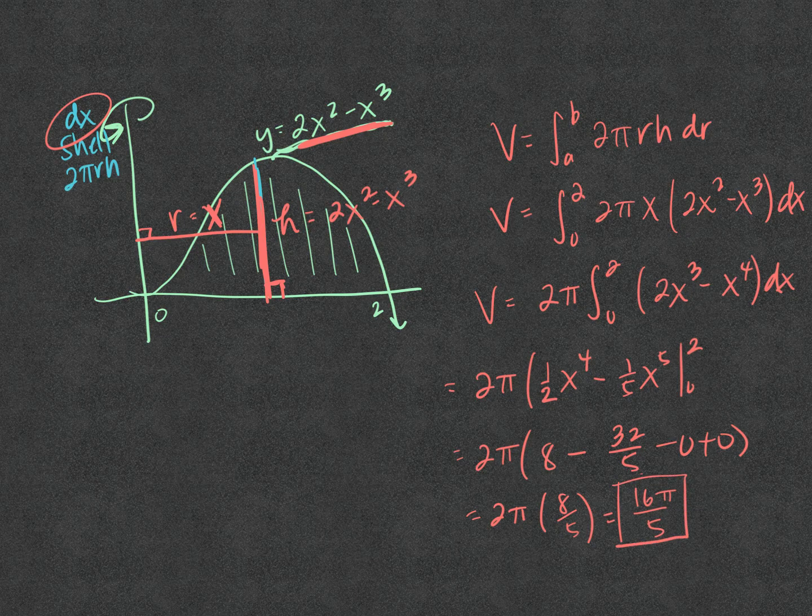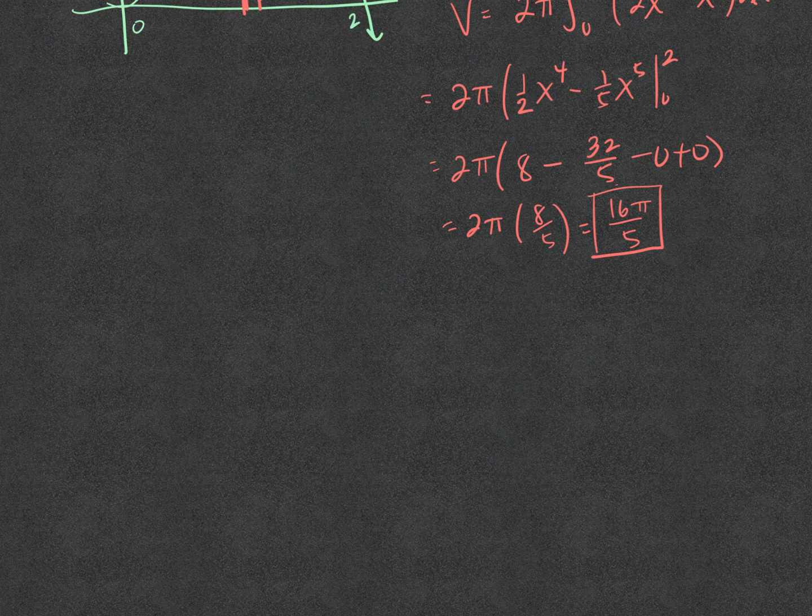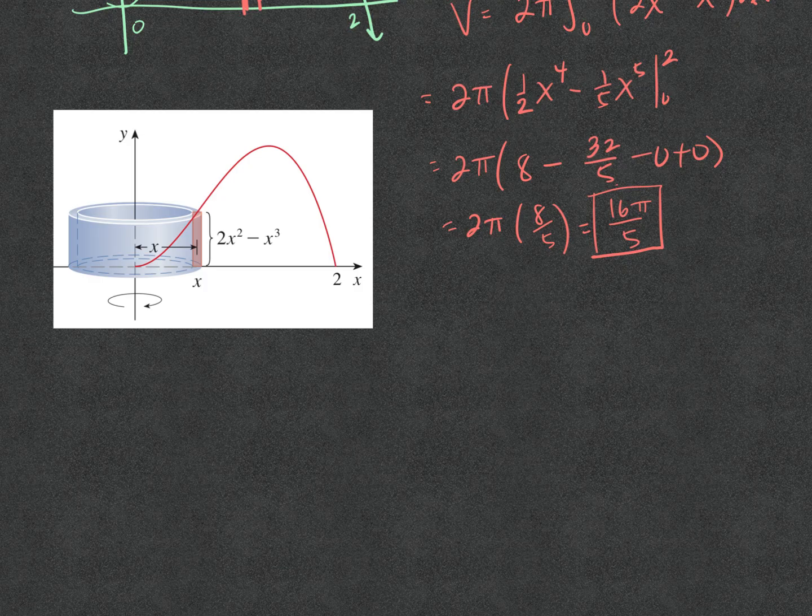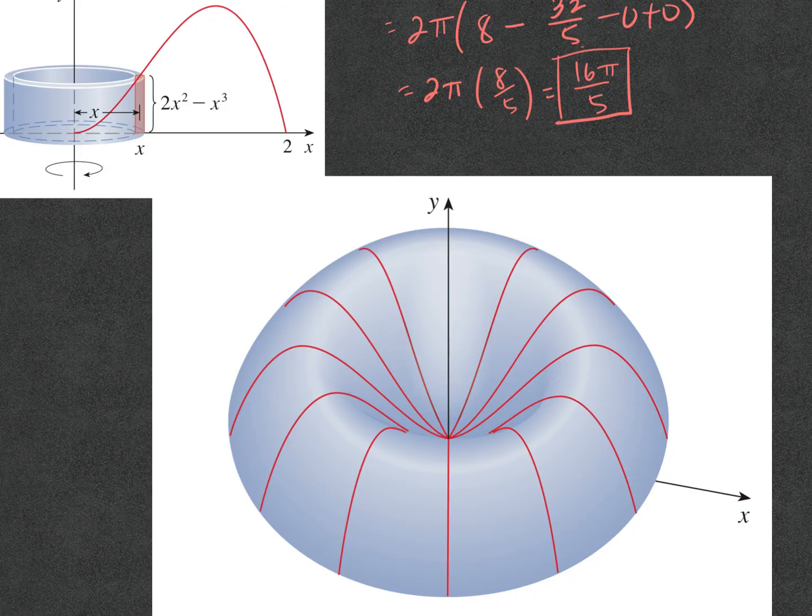Final answer, done. Yay! So I want to show you what the shell looks like and what the 3D figure looks like. So this is one of the shells rotating around, and you can see that it has the radius of x and the height is f of x. And here we have a computer generated version of what this looks like when you rotate it around the y-axis from the top, apparently. All right, let's do another one.